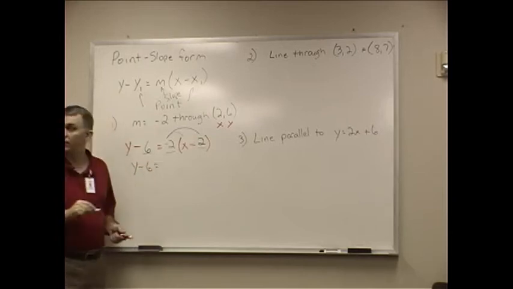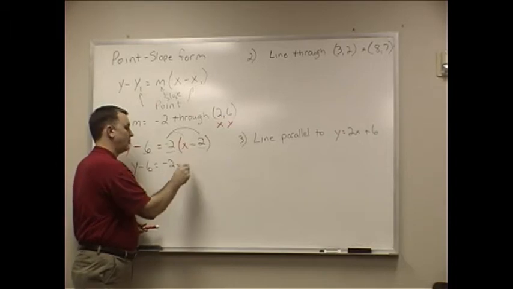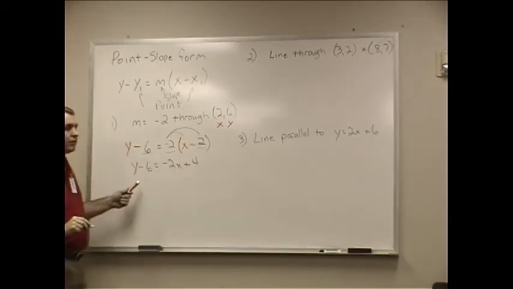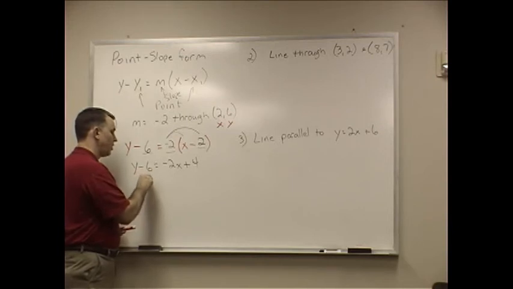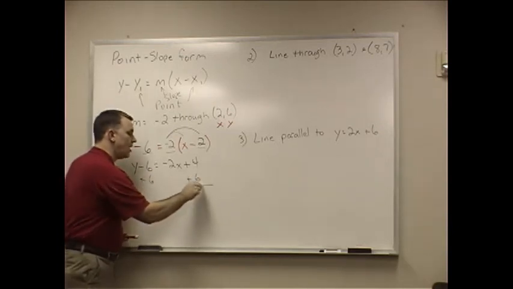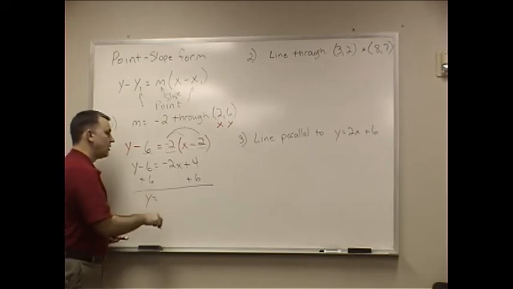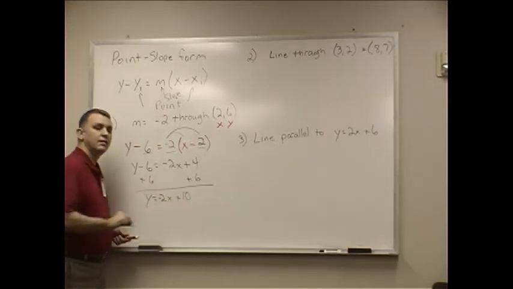So y minus 6 equals -2x, and -2 times -2 is +4. In slope-intercept form there is also nothing next to the y, so I've got to get rid of the -6, so I'll add 6 to both sides. Just using my equation rules here gives me y equals -2x plus 10.